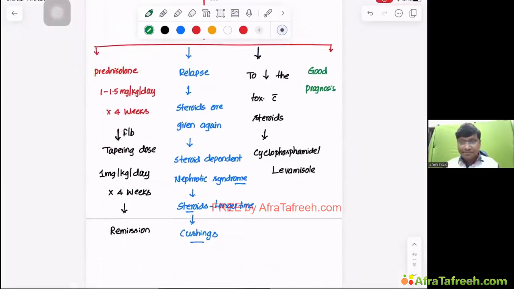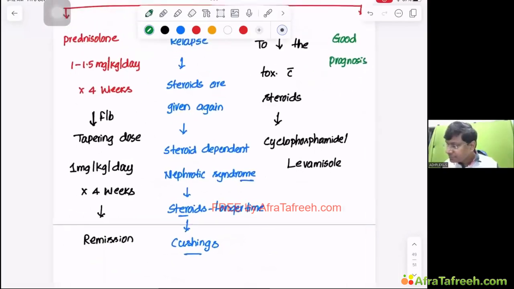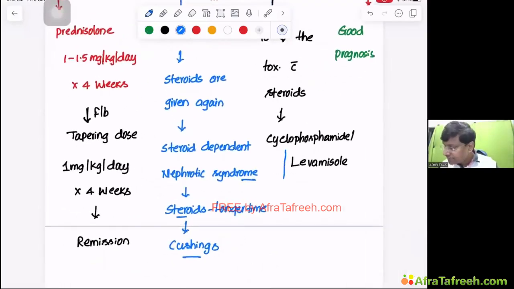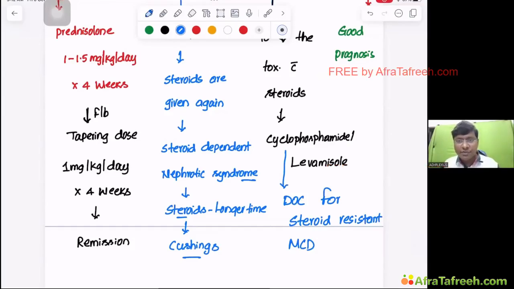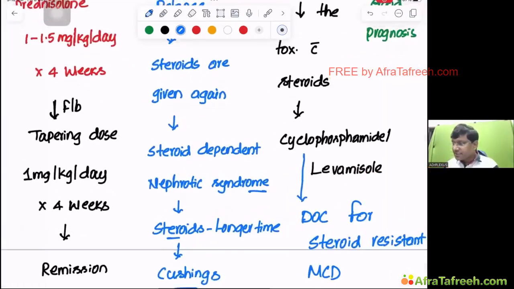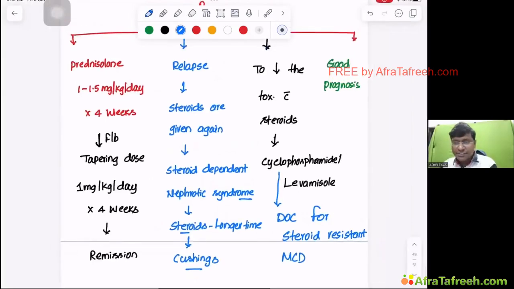And cyclophosphamide is also the drug of choice for steroid resistant nephrotic syndrome or steroid resistant minimal change disease. The patient is not responding to the steroid. So for steroid resistant nephrotic syndrome, what we need to give is cyclophosphamide. Okay. So that completes the discussion of your minimal change disease, right?